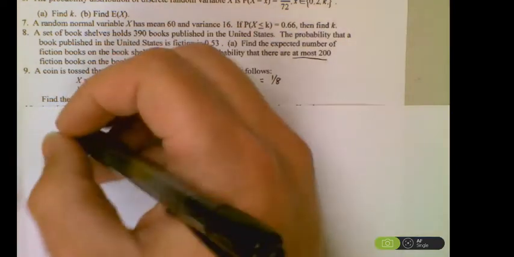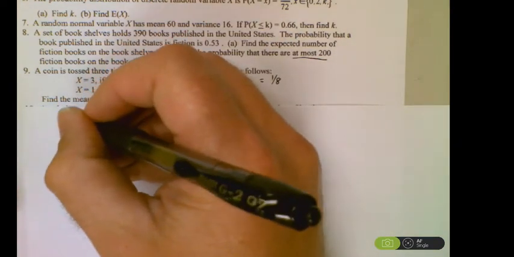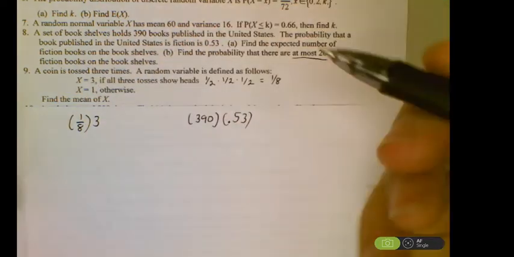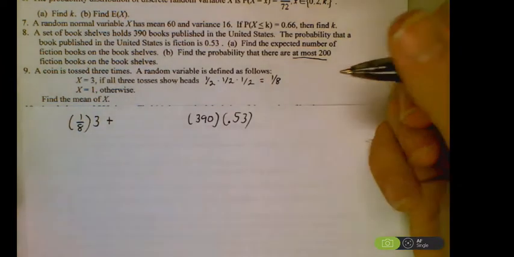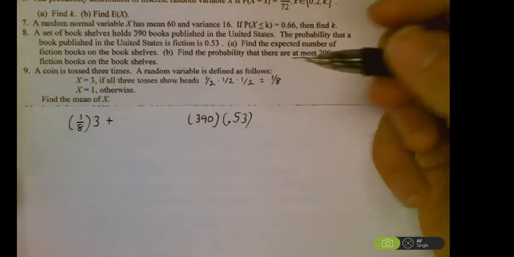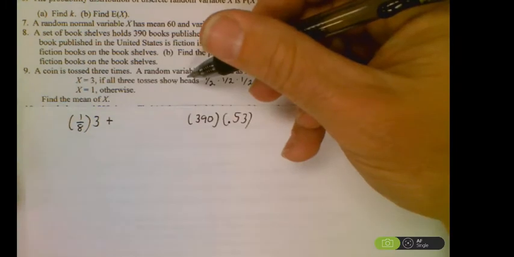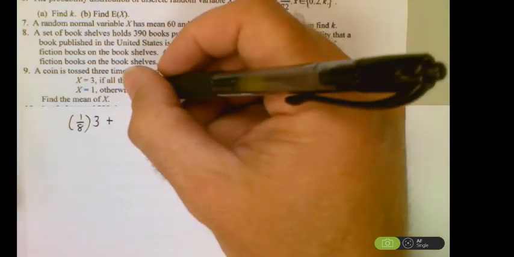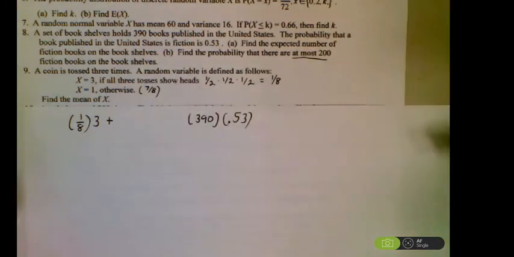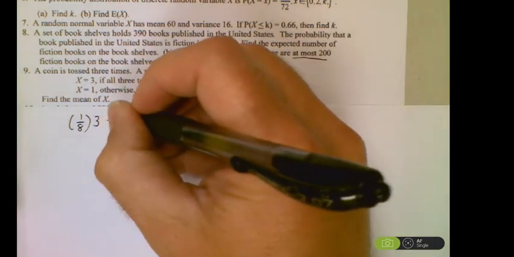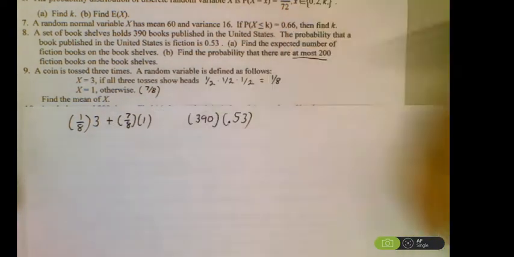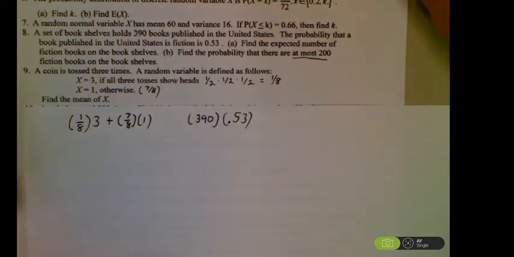So I have the probability of 1/8 times the value for that, which is the 3 that you see right there, plus it could be anything else. If I did 1 minus 1/8, then that 7/8 represents everything else other than this case. The probability of this happening is 7/8. It's just everything except this, the complement to that. So we have 7/8, and the value we were given for that is a 1. That's what our setup would look like, and a little calculator work would get you the answer.